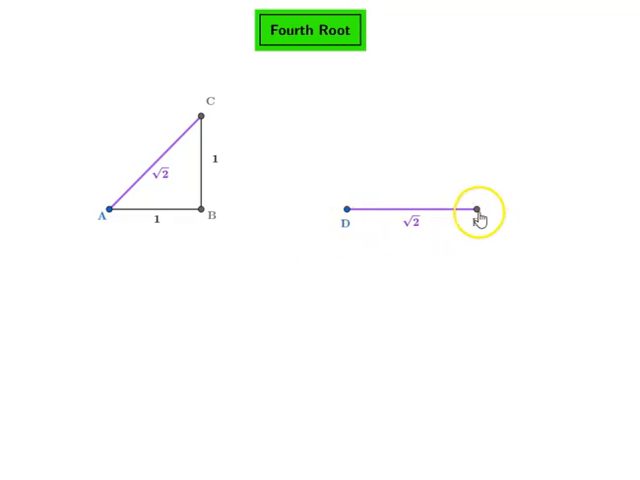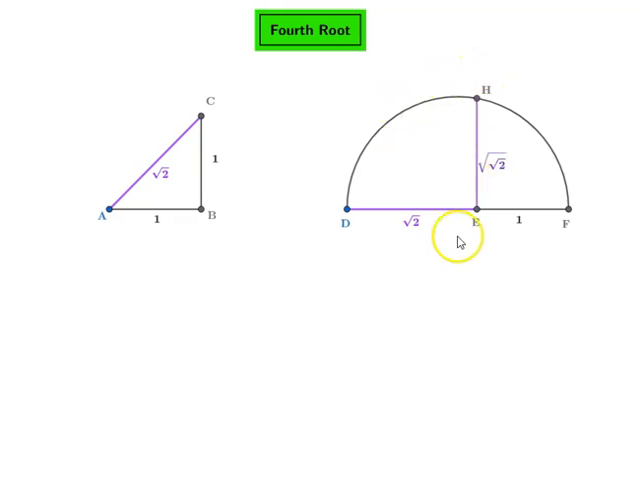To this DE, we add another line segment equal to unit 1. So DE is root 2 and EF is 1. And now we figure out the mean proportional between DE and EF. And we know how to do that. Again, we have seen this. We draw a semicircle on DF and we draw a line perpendicular to DF at E.